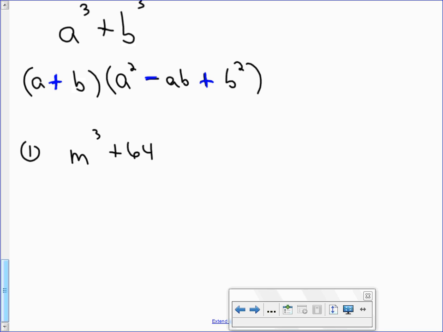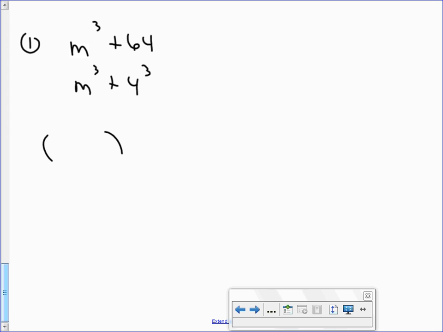Okay, ladies, this is a sum of two terms, and both terms are perfect cubes. Remember that the 64 is not the number you need. You think, 64 is what base cubed? 4. The 4 is the number that you need in order to write your answer. So a binomial, m plus 4, and a trinomial with a minus and a plus in it.